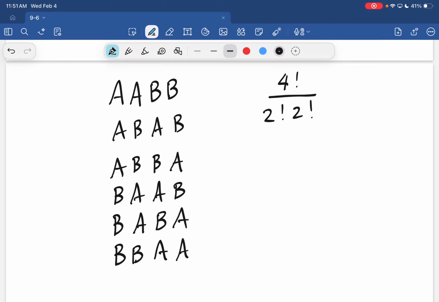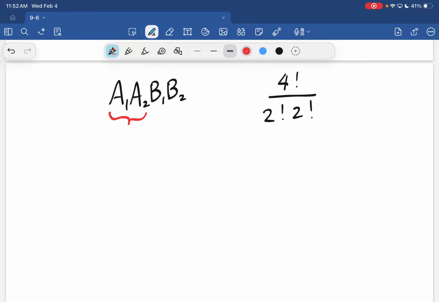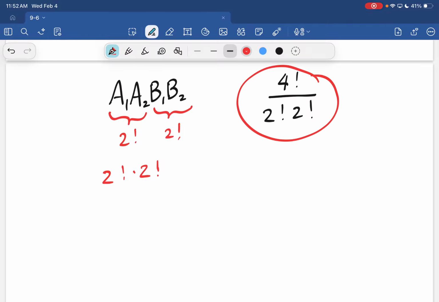Okay, so there are 6. Why are there 6? That's because for every single ordering, we're actually overcounting by a factor of 2 times 2. Why 2 times 2? We can look carefully. Let's say they were all distinct, A1, A2, B1, B2. That means for A1 and A2, there are 2 factorial ways to order A1 and A2 within this ordering. And then there are 2 factorial ways to order B1 and B2 within this ordering. And so in total, there are going to be 2 factorial times 2 factorial ways to order A1, A2, B1, B2 within the AABB scheme. And so the answer is 4 factorial over 2 factorial. Hopefully that made sense.